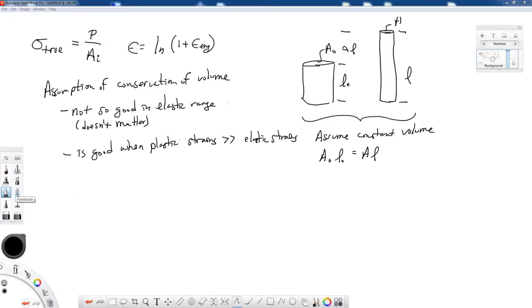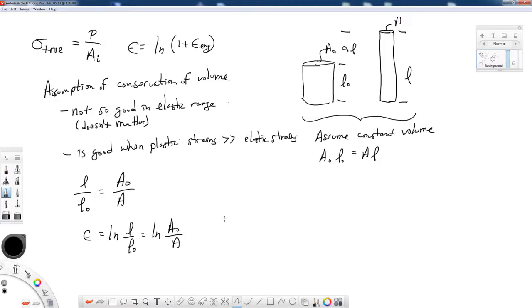Alright, so if we can use this idea that volume is conserved, then we can come up with a ratio. Let's see, we have A naught L naught is equal to A L. I can rewrite this as L over L naught is equal to A naught over A. I'm just doing some cross multiplying. And with that, since the true strain is the logarithm of L over L naught, it's also equal to the logarithm of A naught over A.